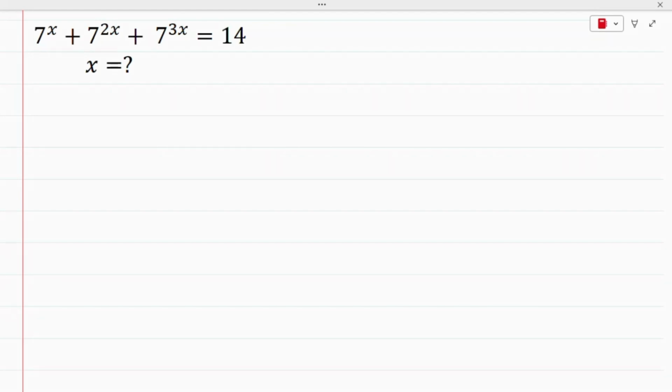So right here guys, we have a tricky math Olympiad exponential equation and we are to solve for the value of x.